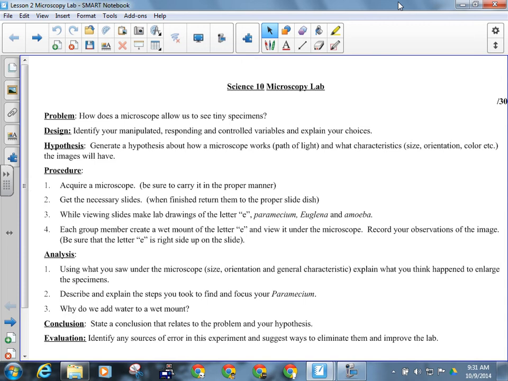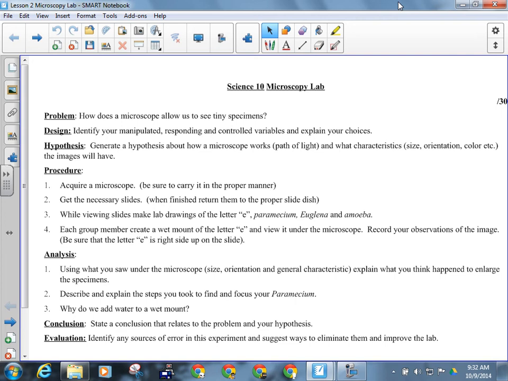If we put the letter E in, and we know when we put it under the microscope that it's right side up, and it looks different when we look at it through the microscope, we can make some assumptions about what's going on with the light on its way to our eye. So that's the purpose of looking at the letter E. It's actually the thing that's going to let us know whether we can solve our problem, and when we propose our hypothesis, whether it's right or not. So we're going to be looking at the letter E.